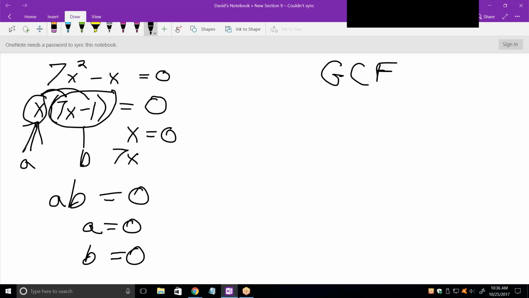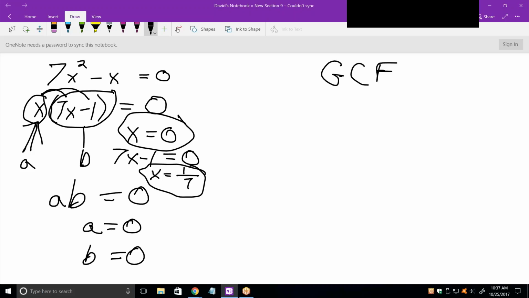Yes. That's what has to be 0. It's not x. It is the quantity that is multiplying the other quantity. So then we add 1 to both sides and we get 7x equals 1. And then we divide by 7, and we have x equals 1 over 7. Okay, so there's your two solutions.